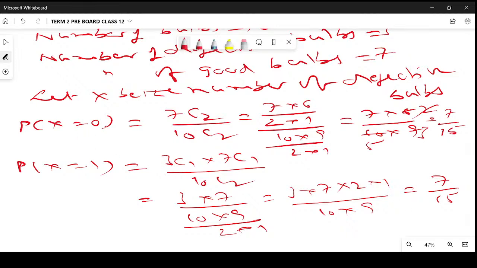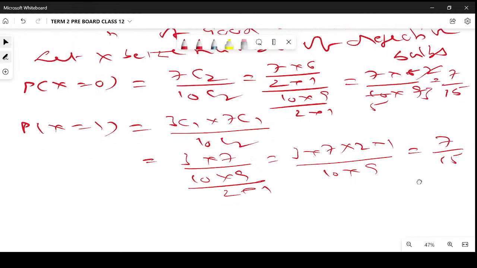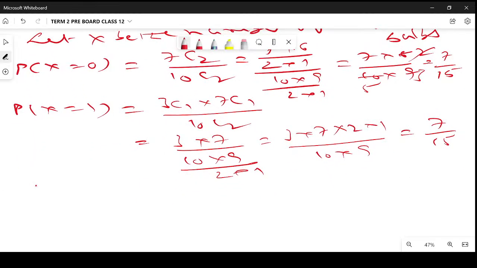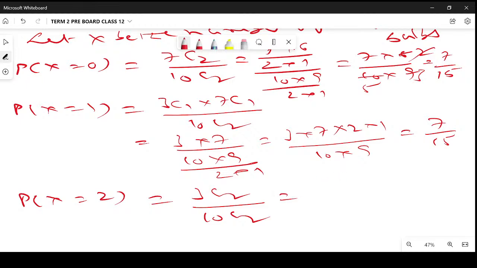Suppose the third case: this was 0 defective bulbs, 1 defective bulb, and now suppose 2 bulbs are defective. These are the possible defective bulbs, maximum 3. So the last one I am taking is P of X equal to 2. All 2 defective bulbs, no good bulb. So from 3 defective, any 2 can be taken. What is 3C2 we can write?